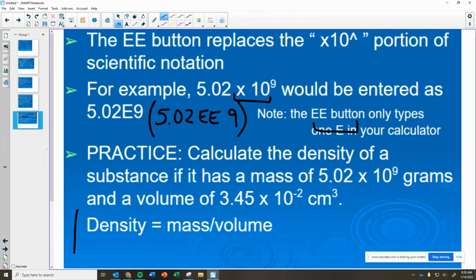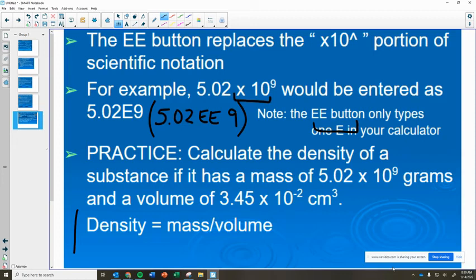So make sure whenever you're doing scientific notation, or you're using a big number or a really, really small number, you're using the double E key, or the times 10 to the button on your calculator. If you have questions about that, make sure you ask me.